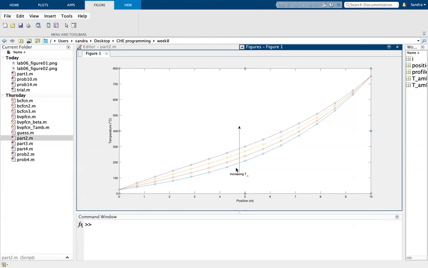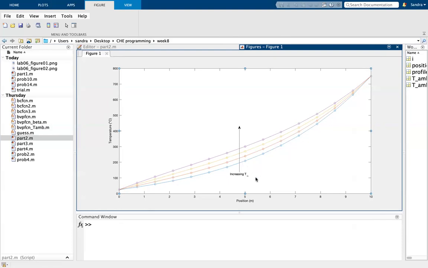A very small thing is, since the T ambient condition is very, very low, for example the blue one, what will happen is there will be more convection happening due to the larger temperature difference. And because of that, you will have a faster drop in temperature.